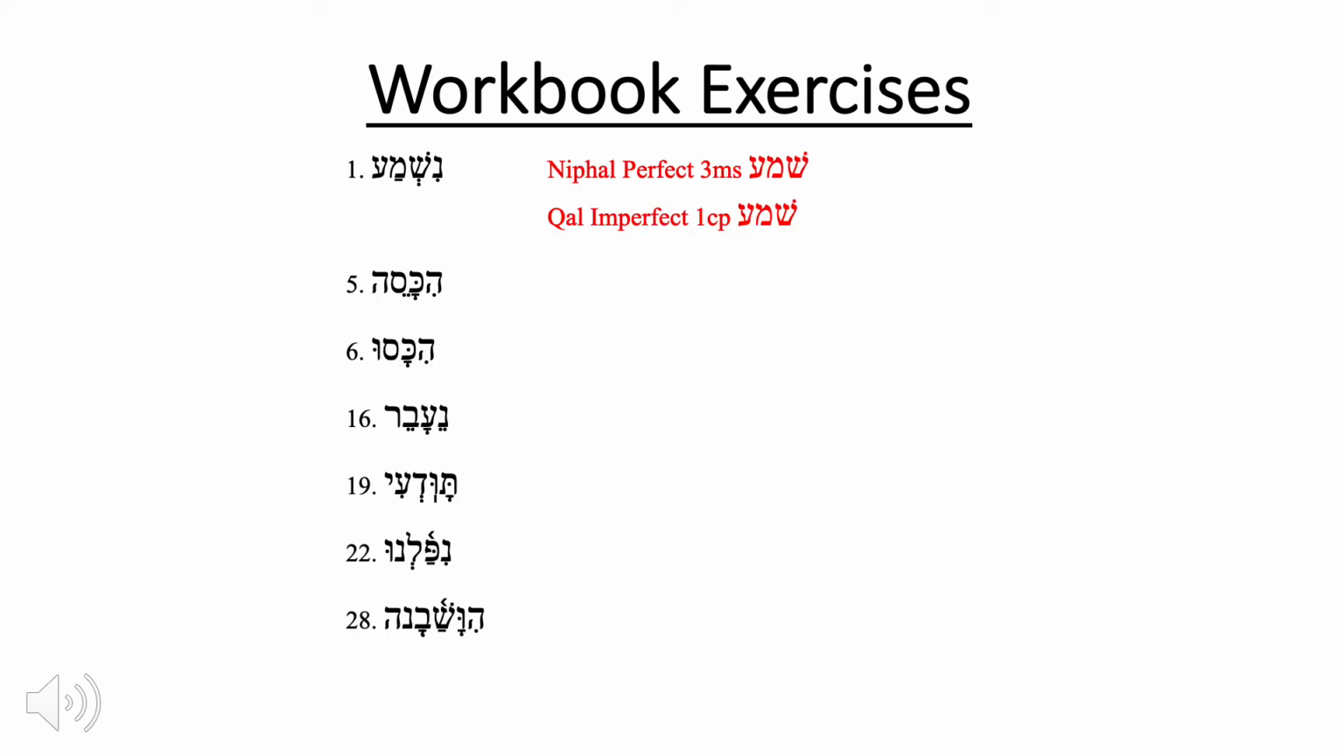This is a nifal perfect 3ms. You have the nun on the beginning plus the hireq. However, this could also be a qal imperfect 1cp, remembering that the nun is the first common plural preformative in the imperfect stem, and we have nothing else going on in this verb, so it could be a qal. That's a tricky one we have to keep our eyes out for. What about number 5? How would we parse this one?